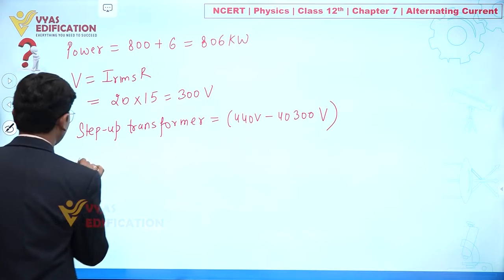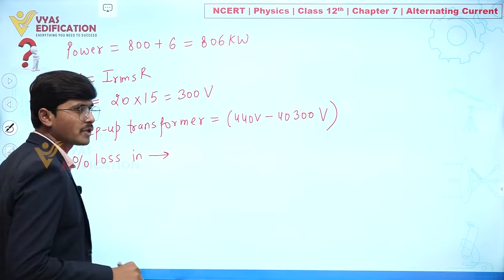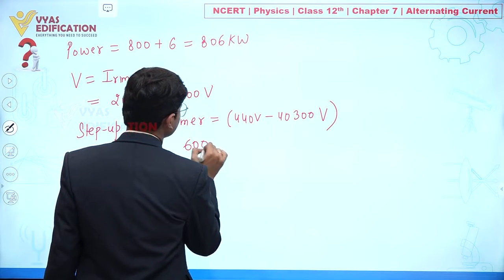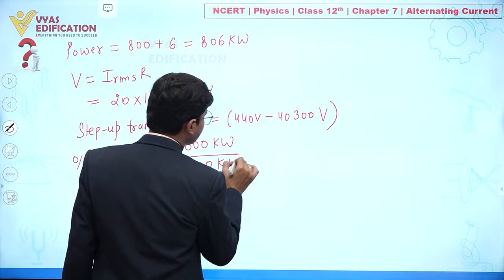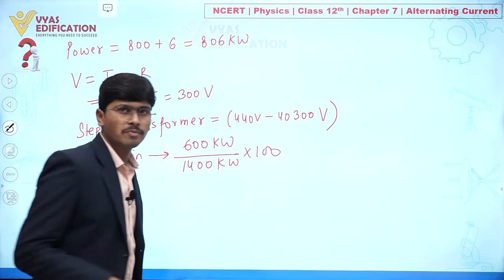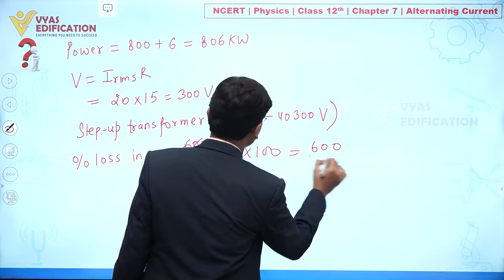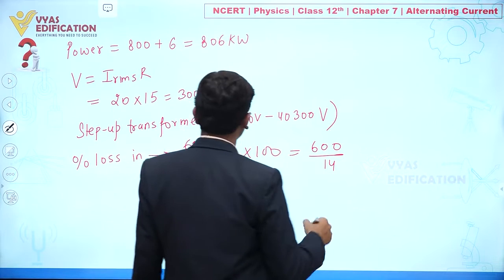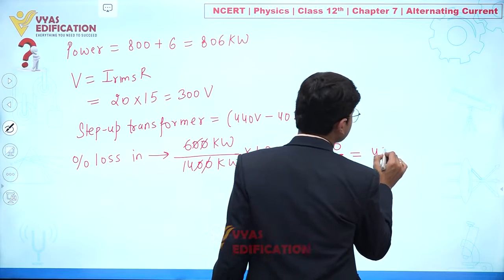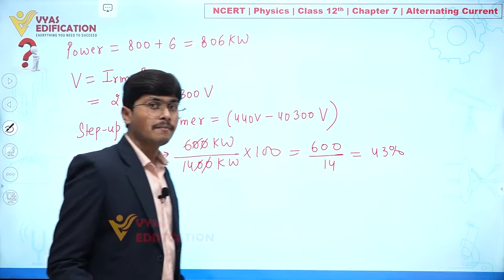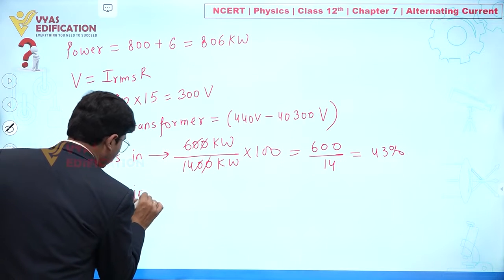So can we find the total percentage loss? Let me find the percentage loss in the first situation, the previous question. At that time 600 kilowatt is lost and 1400 kilowatt is taken from the power plant. So this is 600 divided by 1400, and if you divide it, you get nearly 43% loss.